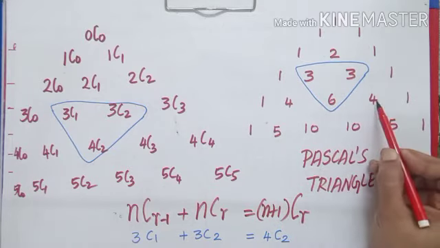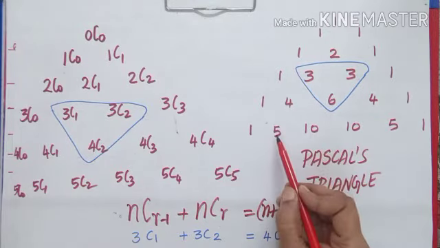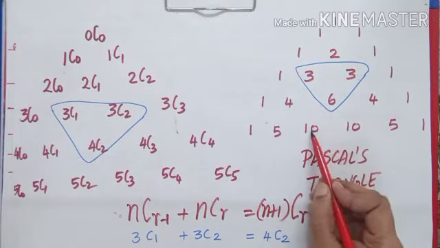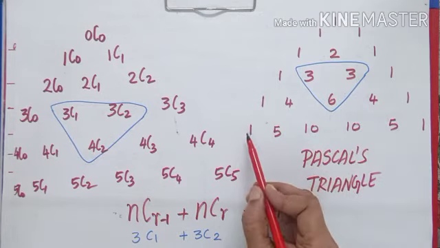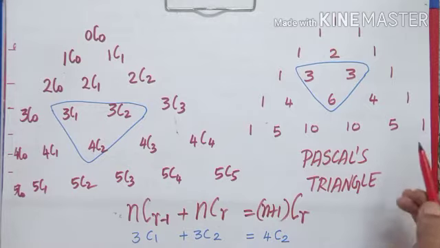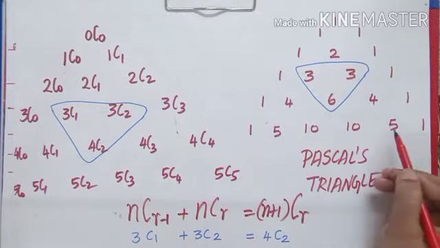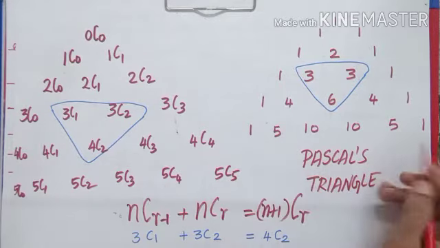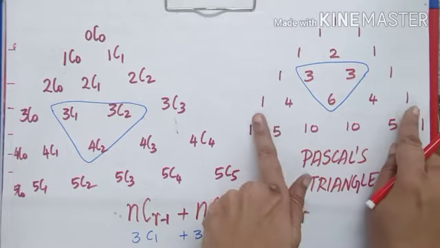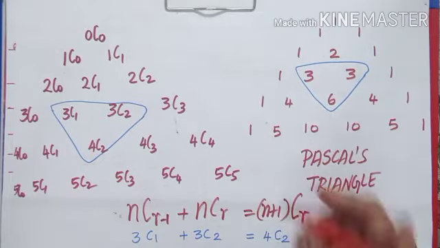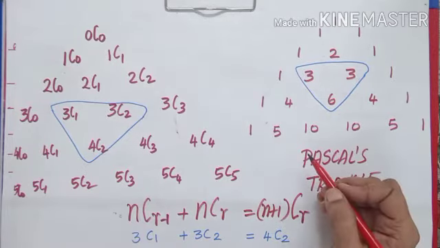Add 3 and 1, I get 4. Like this, you keep on extending. See, 1 plus 4, 5. 4 plus 6, 10. 6 plus 4, 10. 4 plus 1, 5. So every time, 1 in the beginning, 1 in the ending. And I see from the beginning and from the ending, the numbers are the same. See, 1, 1, 5, 5, 10, 10. Same way, 1, 1, 4, 4, 6. So hereafter, any number of lines you can keep on writing.